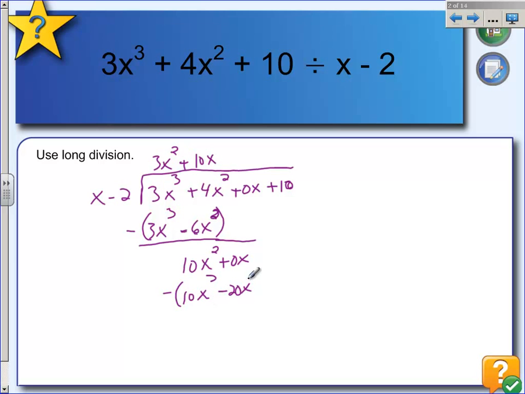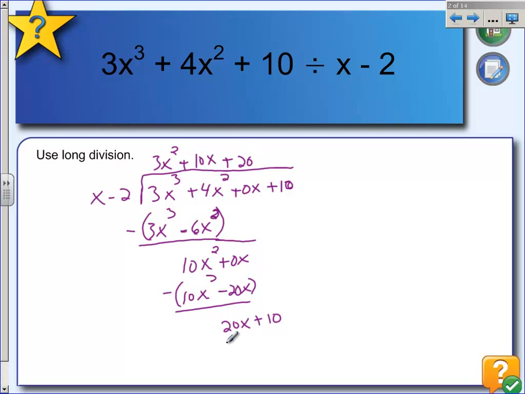Now we subtract. And 10x squared minus 10x squared is 0. And then 0x minus negative 20x is positive 20x. And we bring down our next term, which is our plus 10. So let's do this again. What's the missing factor to multiply with x to get to 20x? And that answer is plus 20.